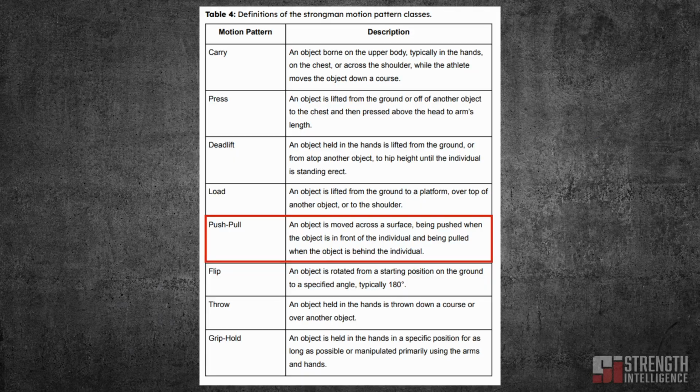Whether you're pulling it or pushing it, the goal is for the athlete to take the object and move it down the course where the object is in contact with the ground. So there's some frictional force there you're trying to overcome. Versus carrying, where you actually pick up the object, it's not dragging on the ground, it's above the ground and you're moving it down the course. So that's kind of the difference between those two.